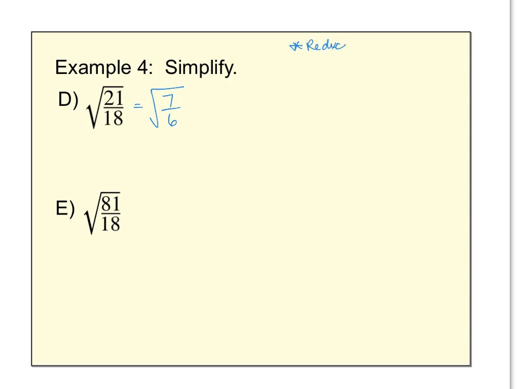Reduce first if possible. So we did that. Now we have root 7/6. But we still don't want to leave a fraction under the radical, so we change that to root 7 over root 6. I want to rationalize the denominator, so I'm going to multiply by root 6 over root 6. On the top, I get root 42. On the bottom, I get root 36 or 6. No perfect squares divide into 42, and I know that basically because I've already simplified.